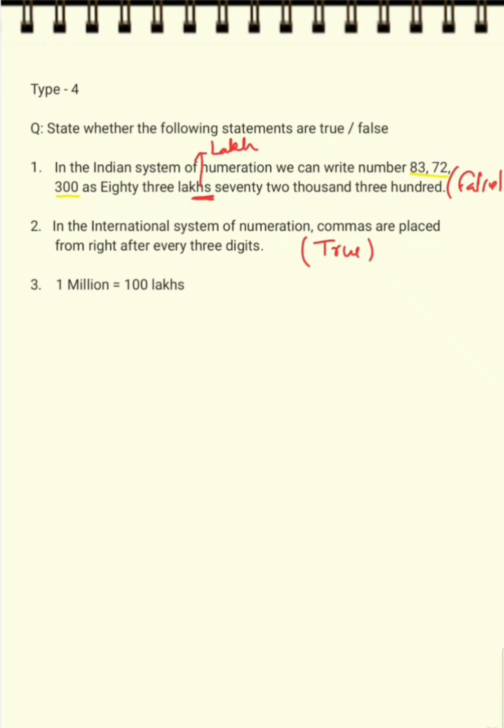And the third statement is: 1 million is equal to 100 lakhs. This is also false. Why is this false? Because 1 million is equal to 10 lakhs. This is the correct relation.